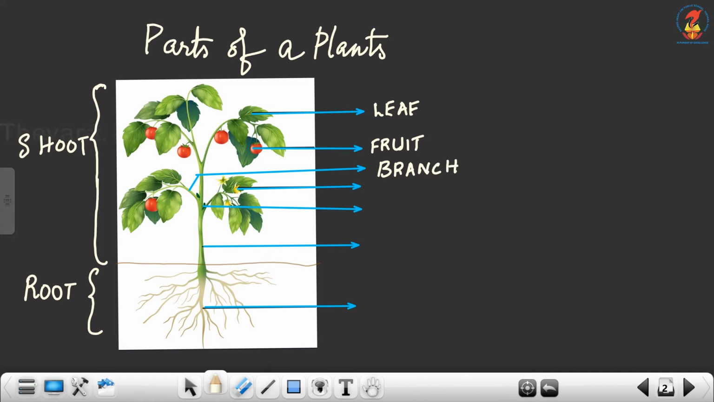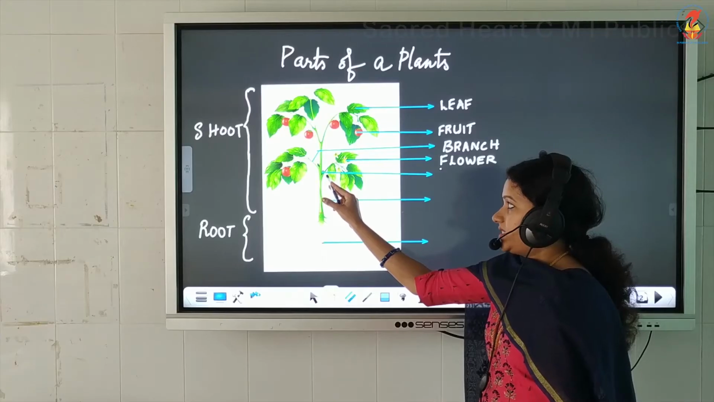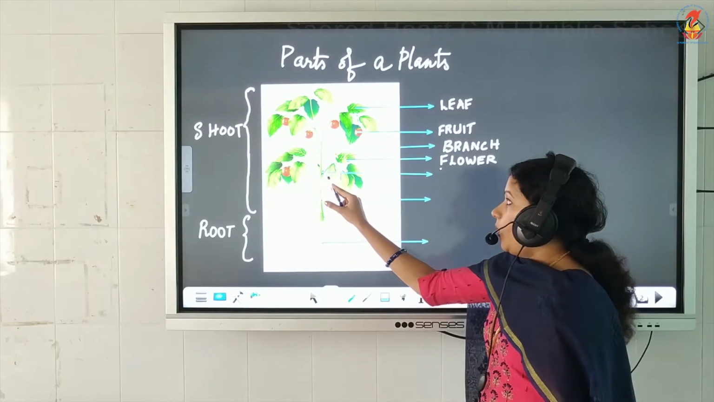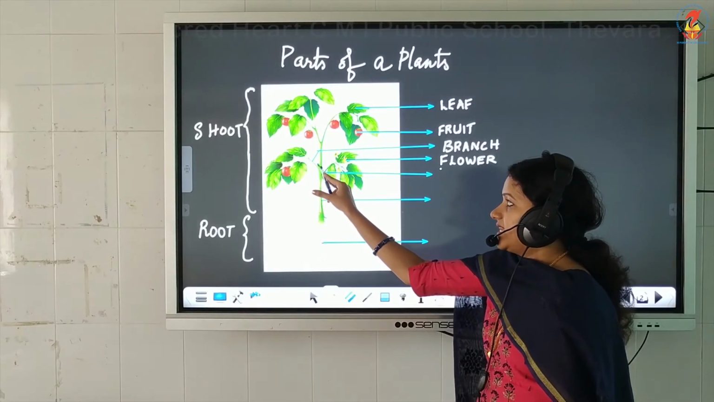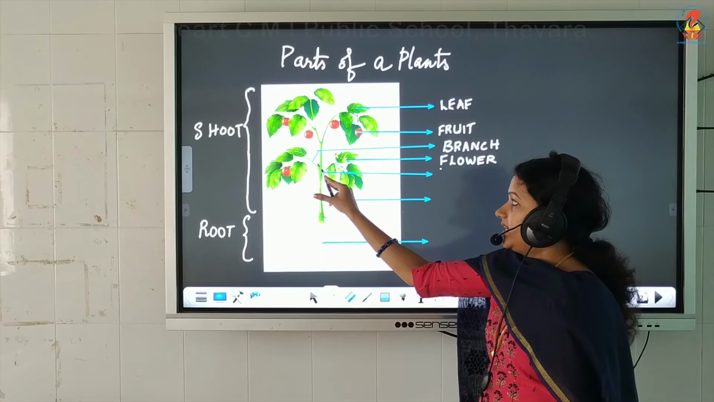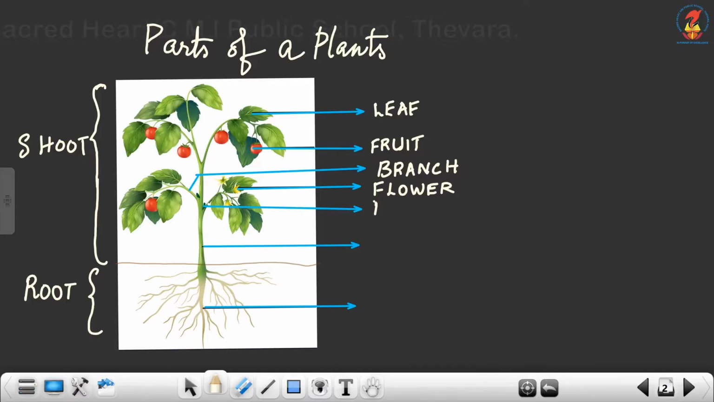Branch. Then you can also see flowers. Flower. Then the small green thing that you see in the picture, at the point where a branch is growing. See here there is a branch and here you can see a green colored thing. That is called bud.